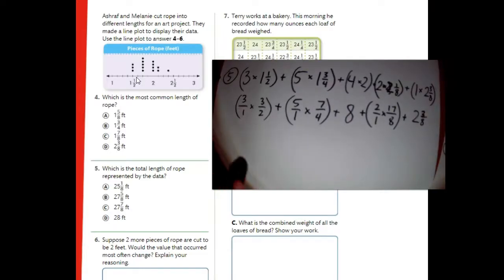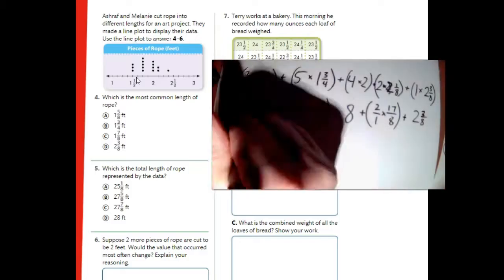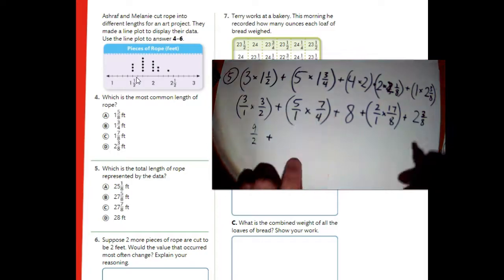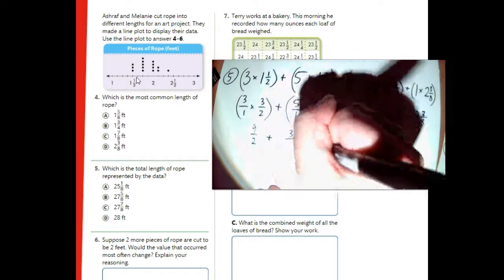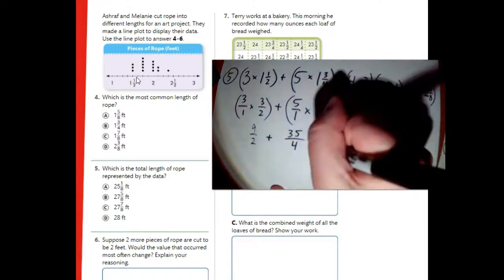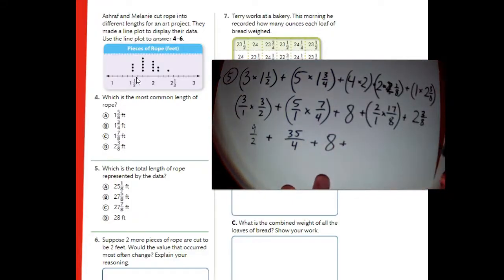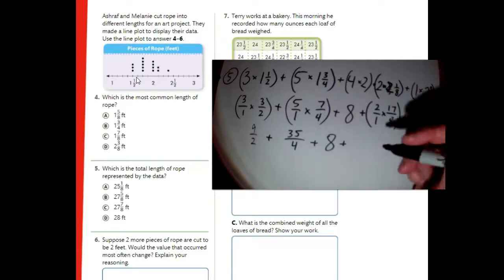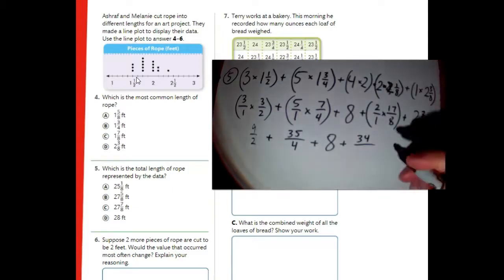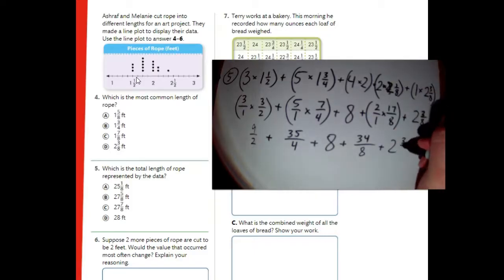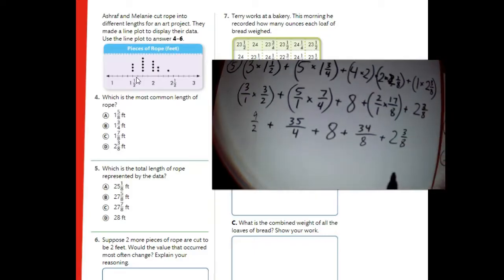Now I can multiply. 3 times 3 is 9, and 1 times 2 is 2. That's 9 over 2. 5 times 7 is 35. 1 times 4 is 4. 8 is still 8. 2 times 17 is going to be 34. Yep. And then 1 times 8 is 8. And then this is still 2 and 3/8. Okay, now I'm at the addition part.